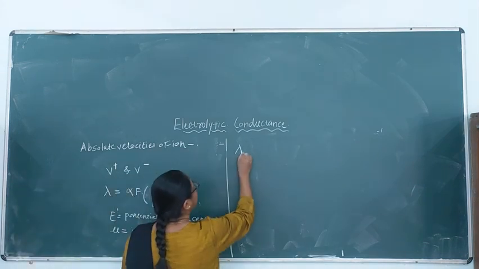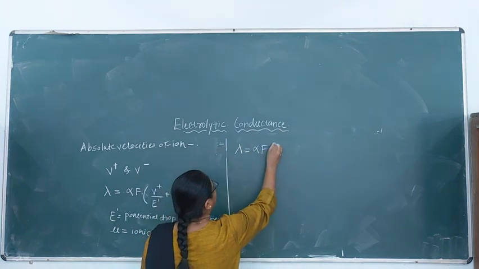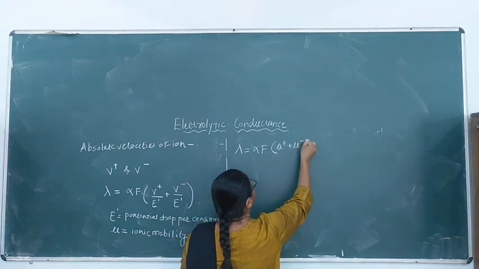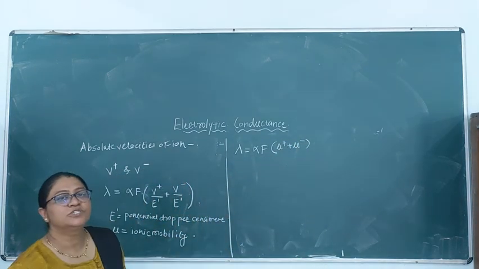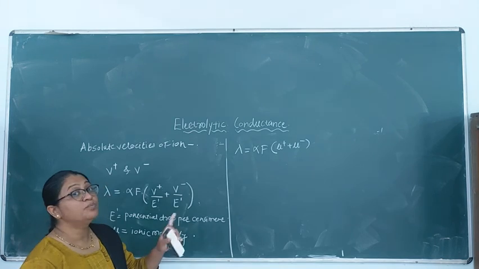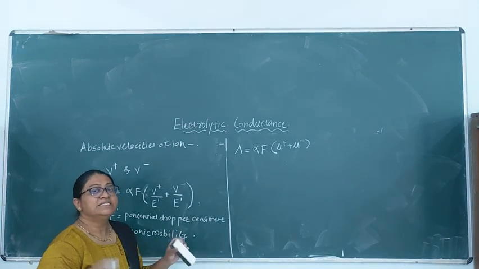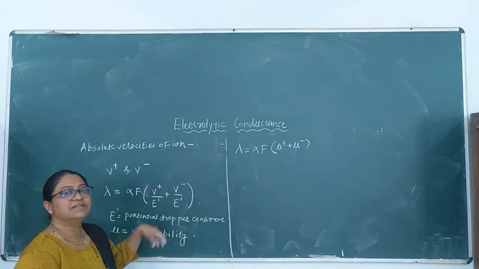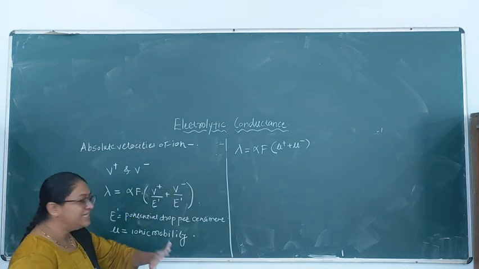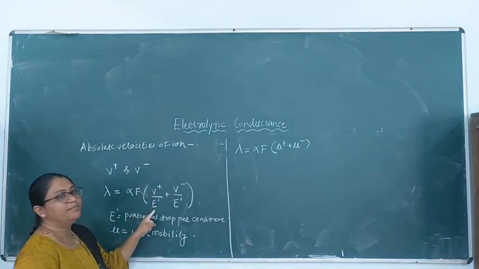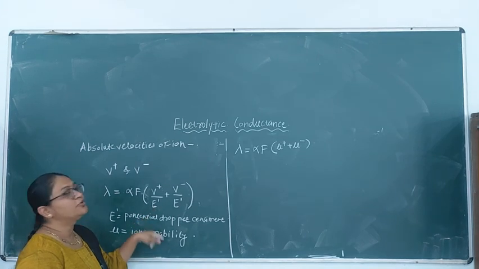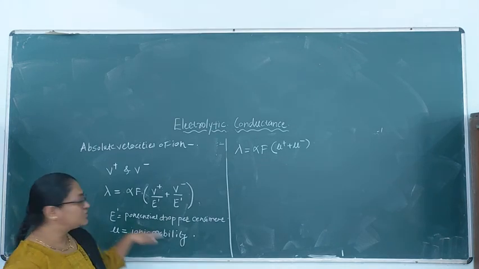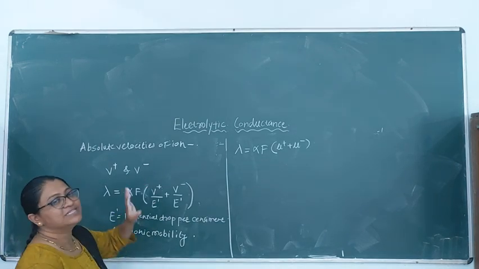So this relation becomes lambda is equal to alpha into F into bracket mu plus plus mu minus. So this is the relation between ionic mobility and the equivalent conductivity. See, actual speed and ionic mobility, these two terms are different. V plus and V minus are the actual speeds, while the ionic mobility is the velocity divided by the potential drop per centimeter, E dash.